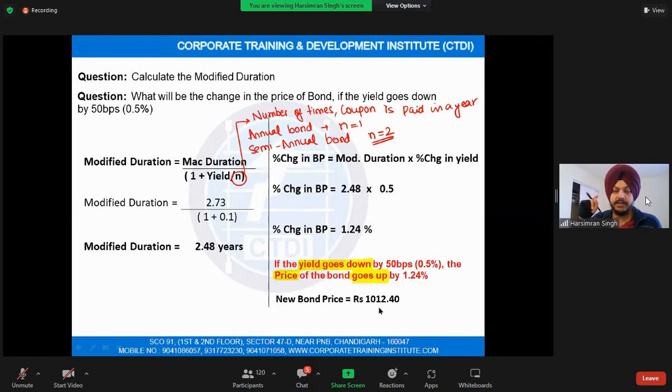You can get this question for 5 marks, in ABM also and in BFM also. Or you can simply get this screen for 3 marks. 1 mark to calculate modified duration, 1 mark to calculate the change in bond price, 1 mark to calculate the new bond price. Note it down, please.